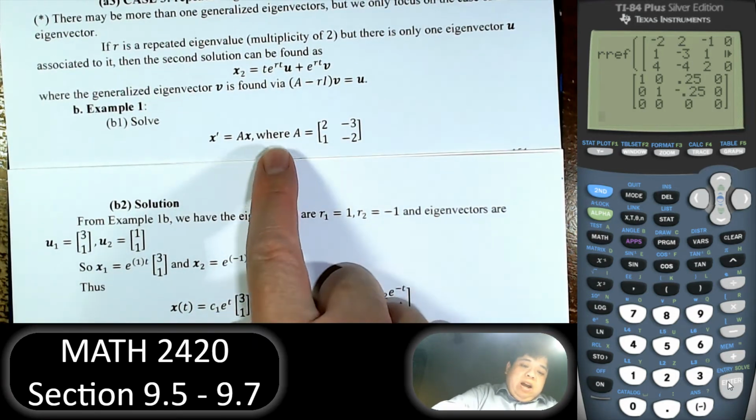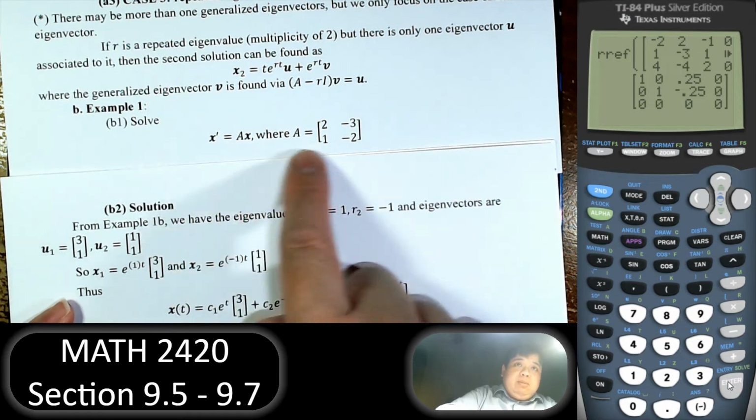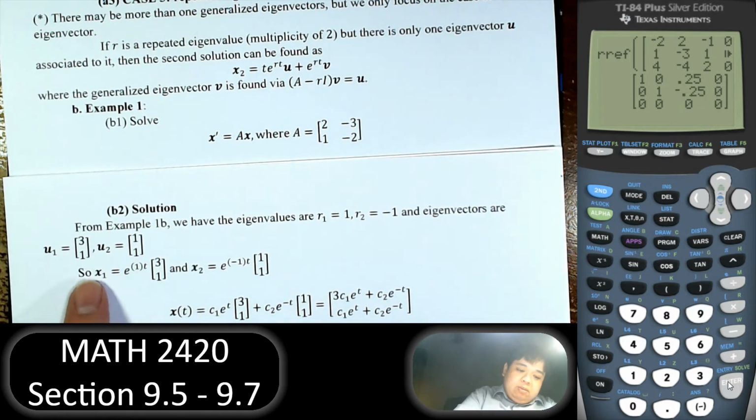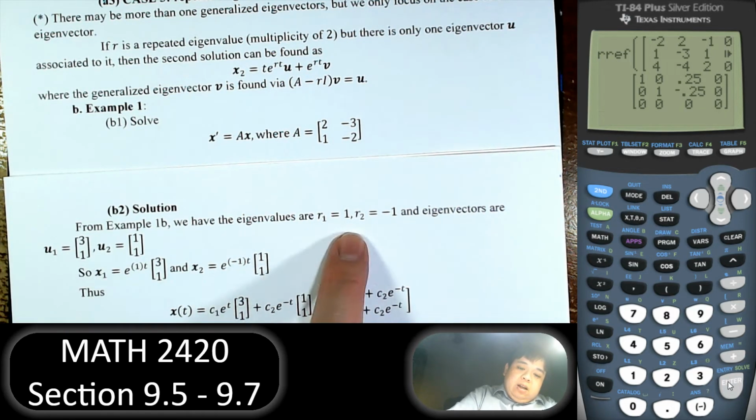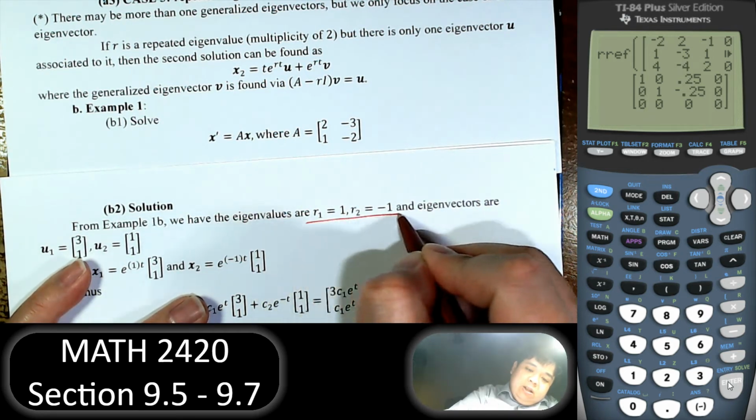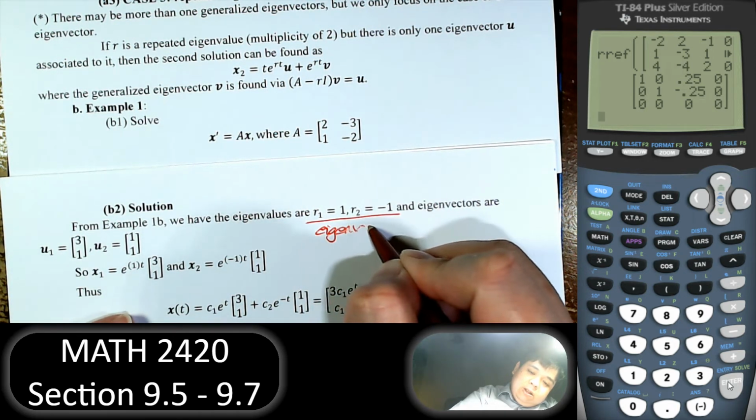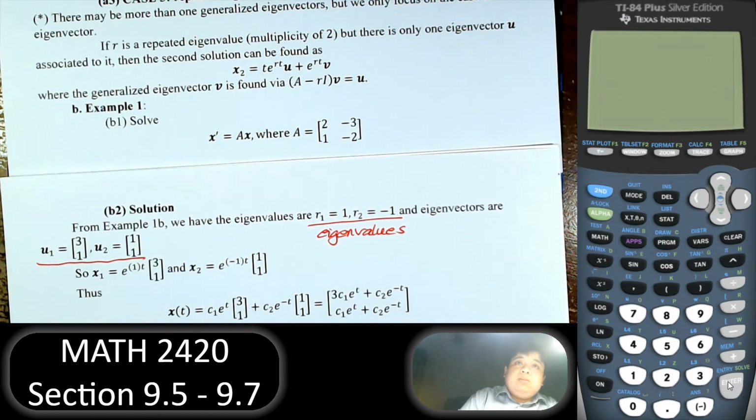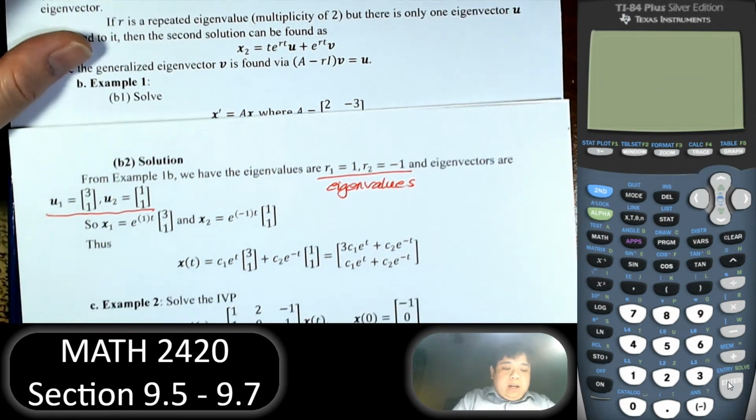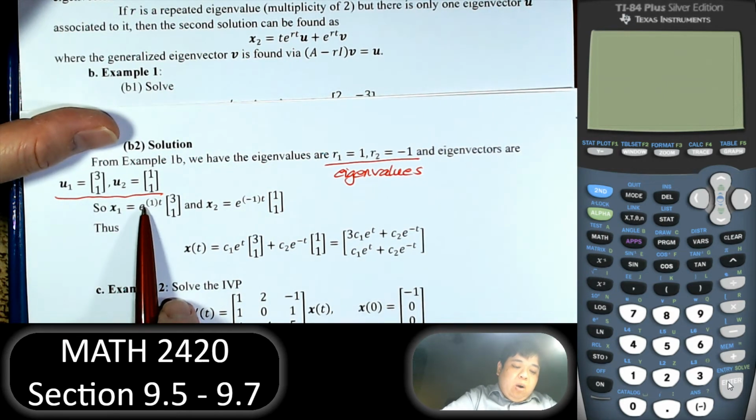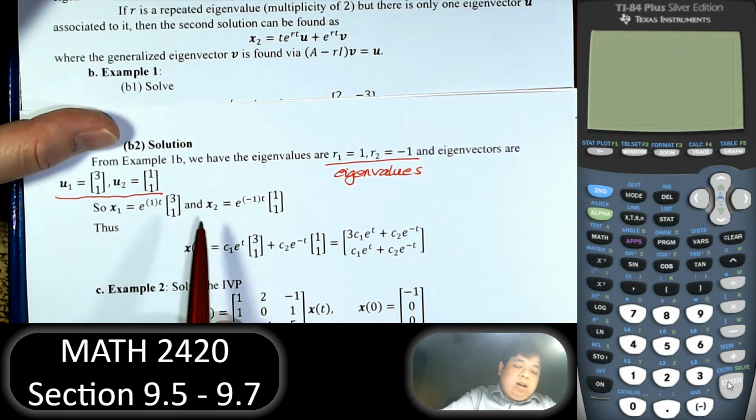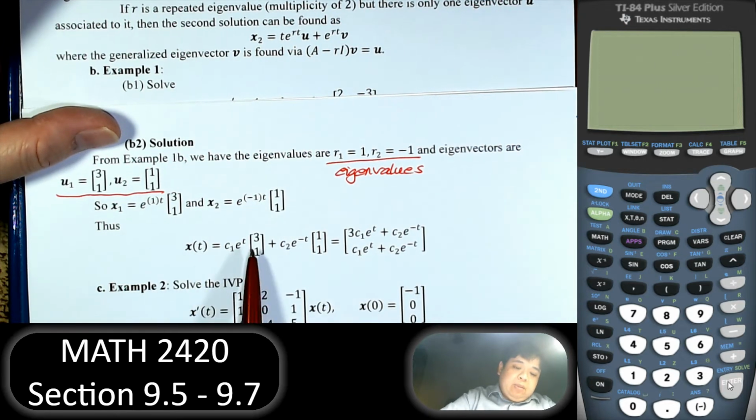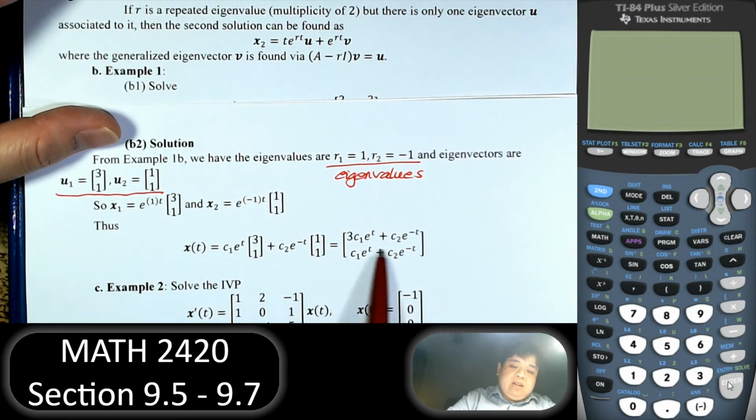Right, now if we have the matrix equation in that form, then we did this in the previous example. We have eigenvalues and eigenvectors. So in that case we say x1 is e to the r1 t eigenvector 1, x2 is e to the r2 t eigenvector 2, and then we do the linear combination and we have this. So this is the solution.